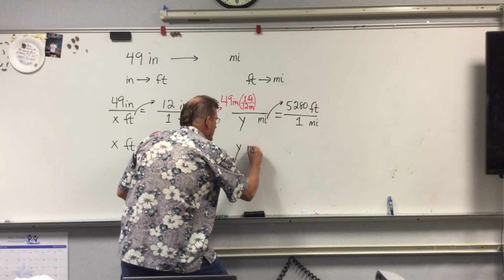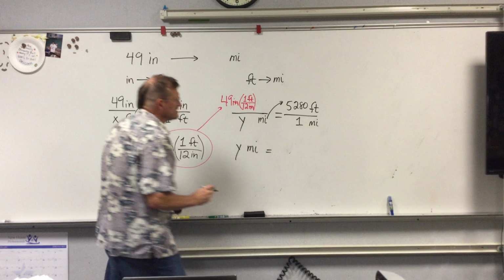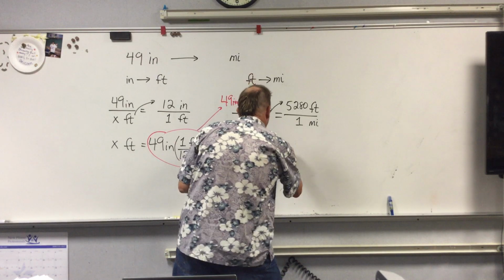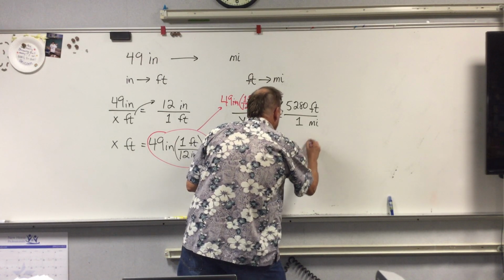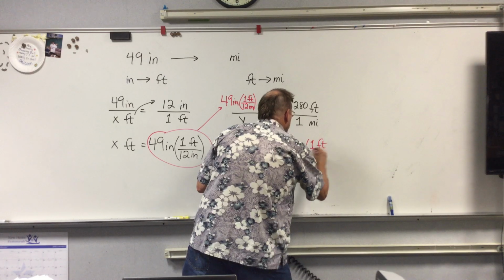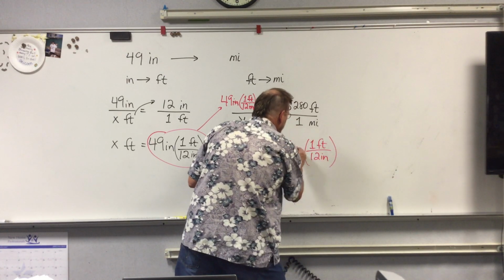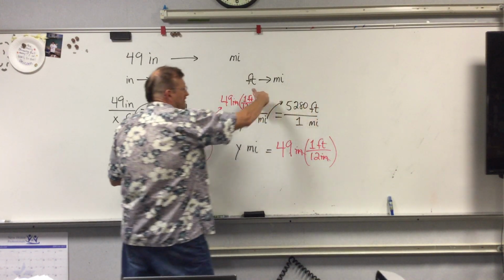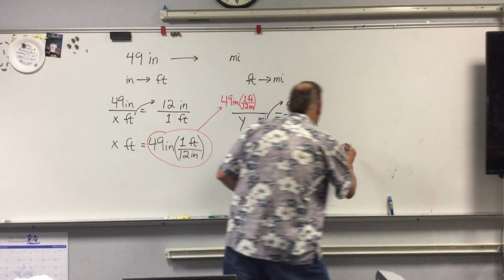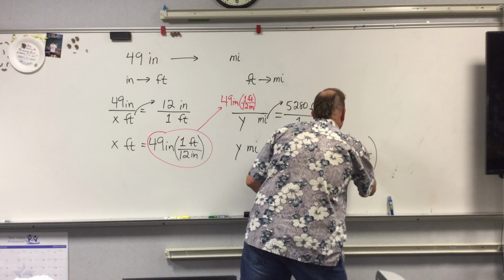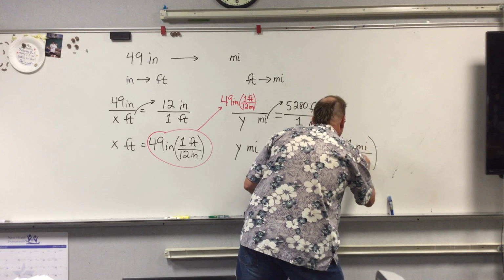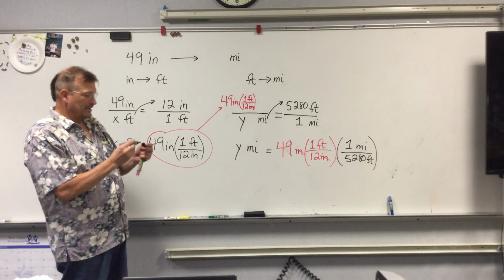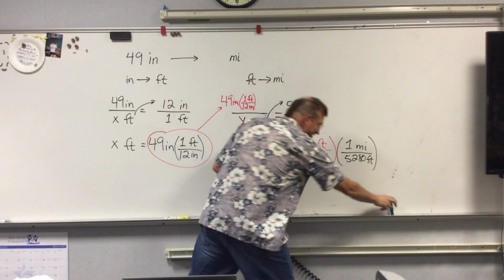So this is going to give me Y miles equals, now I'm going to have this 49 inches, 1 foot over 12 inches, and the inches have already canceled. And then I'm going to take this and I have to multiply it by the reciprocal. So that makes this that fraction.